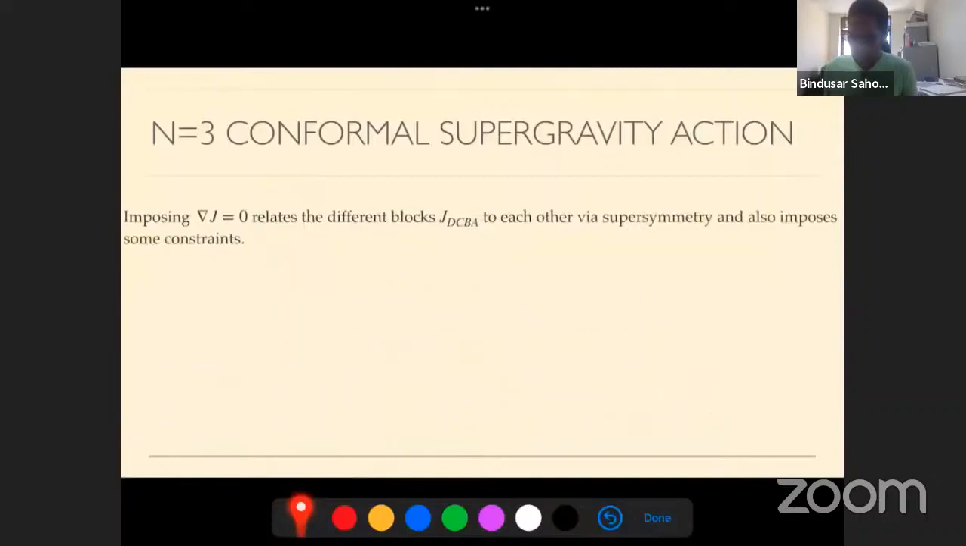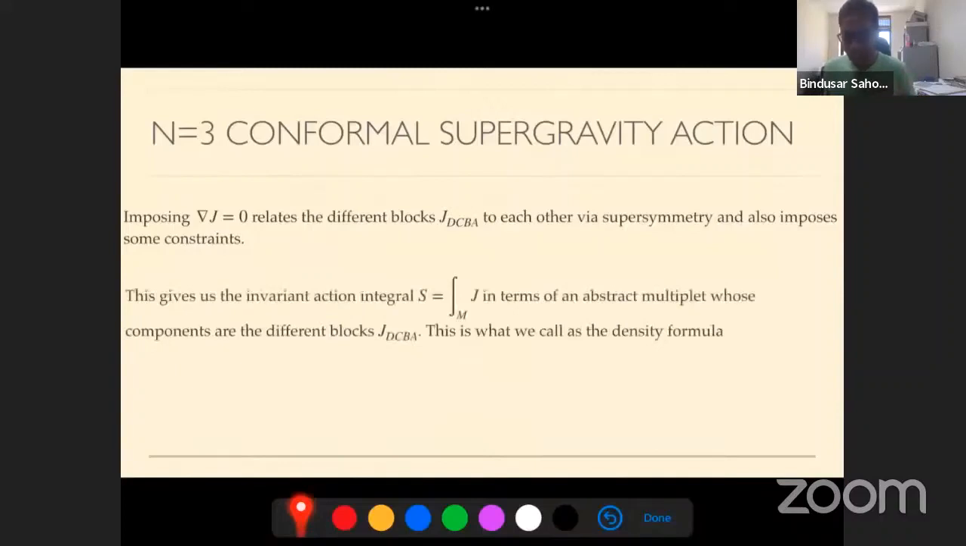Okay, and when you impose nabla J equal to 0, this basically relates these different blocks appearing in that ansatz to each other via supersymmetry, and also imposes some constraints. This actually gives us this action integral. You can think of all these JDCBA as components of an abstract multiplet, in terms of which we have this action. These components are related to each other via supersymmetry, which is ensured by this closure condition, and also satisfy some constraints, which also come from this closure condition. This is what we call a density formula.